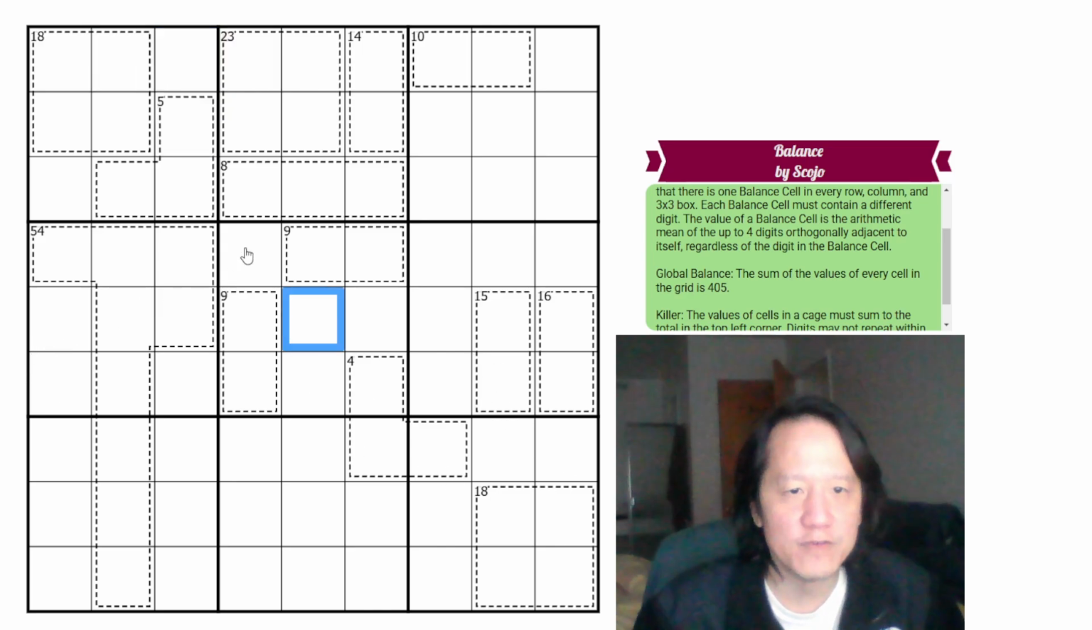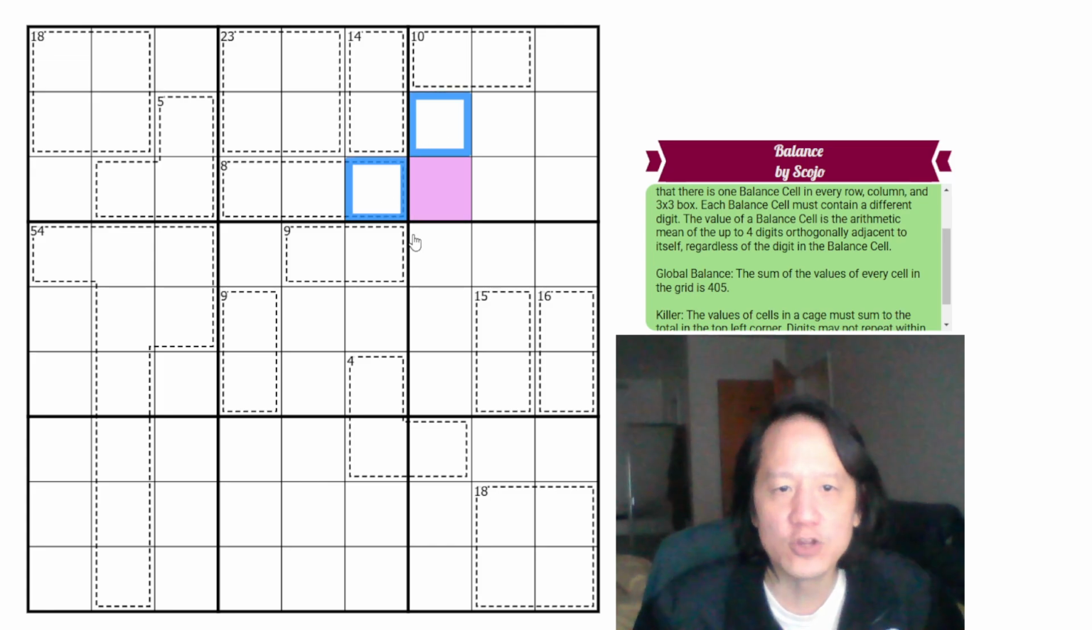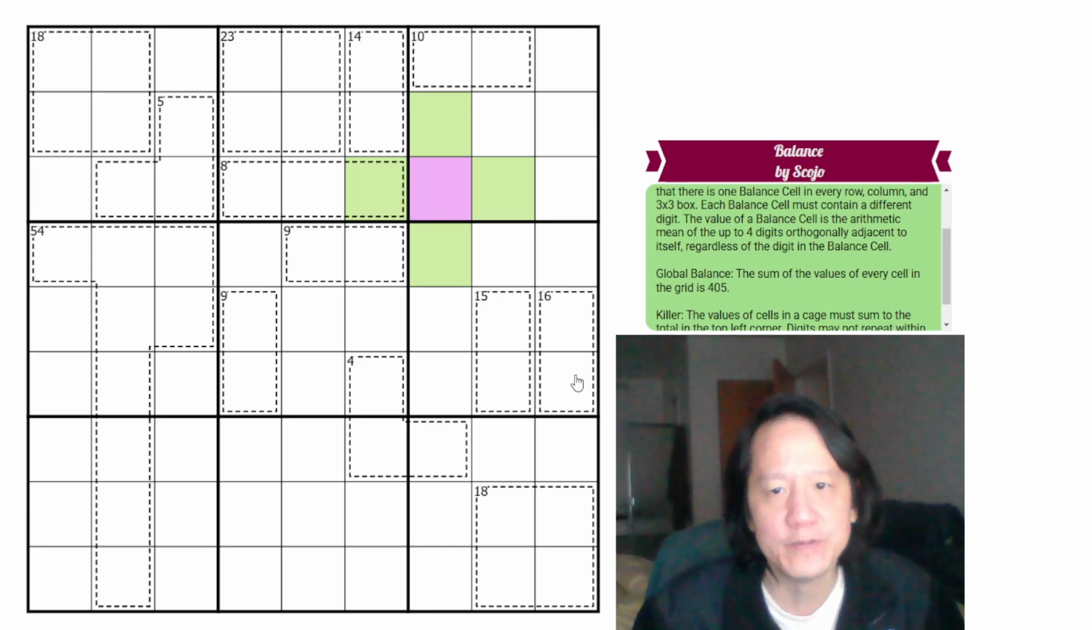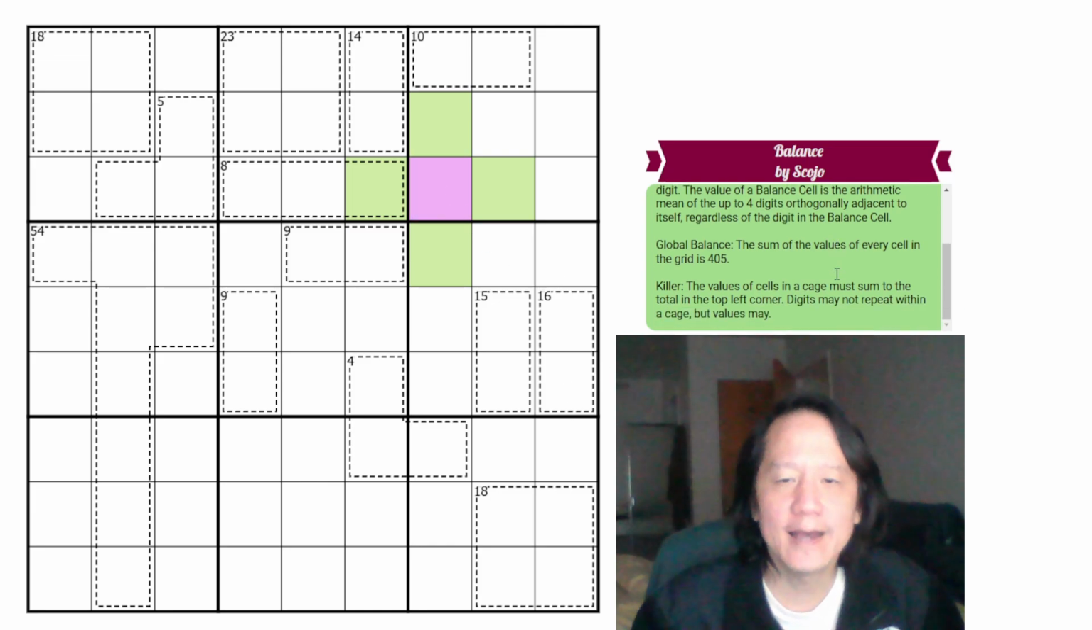If it were obviously a different cell, say it was here, you would take the arithmetic mean of the 4 orthogonally adjacent cells. So you would sum up these cells and then divide by 4, which would be the value of this balance cell. And again, it ignores the digit that's actually in the cell. So that's how balance cells work.